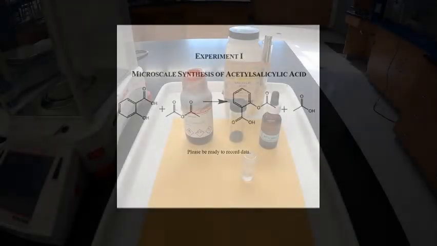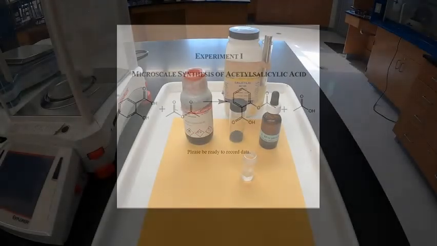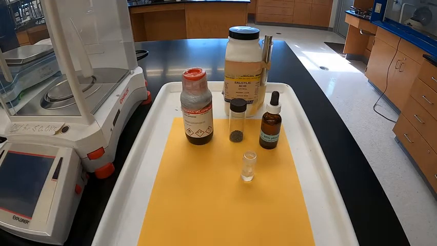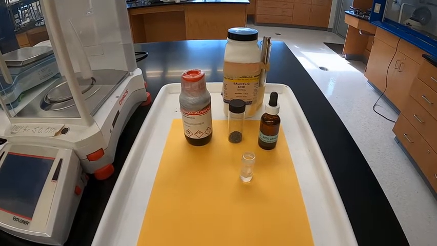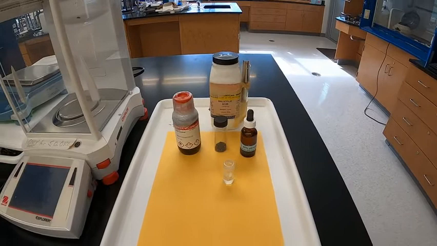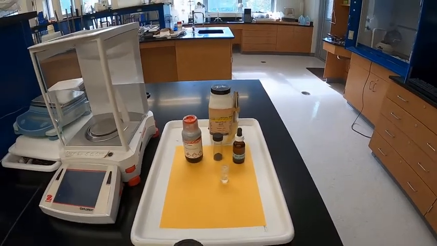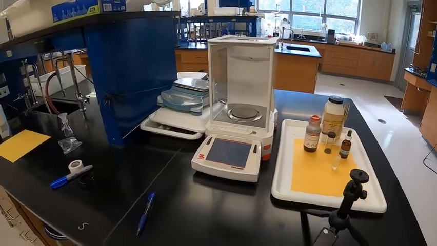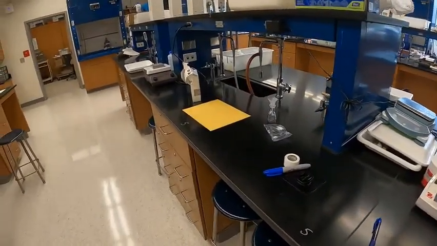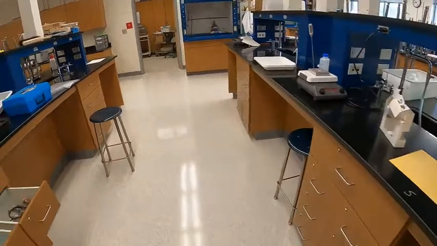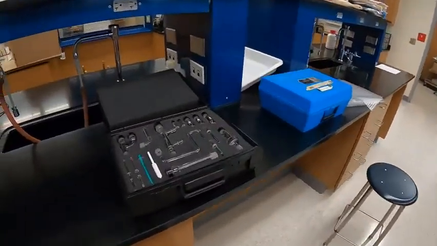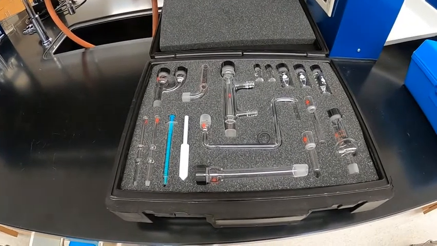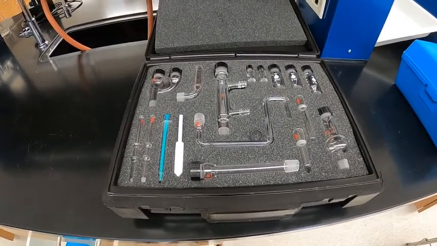Chemistry. Welcome to the Synthesis of Aspirin Lab. So today there'll be a video of the synthesis of aspirin using micro-scale glassware. What I have set up are the materials, a 4-place balance, some other labware that I'll explain in a minute, and we're primarily going to be using what's called a micro-scale glassware kit in organic chemistry.